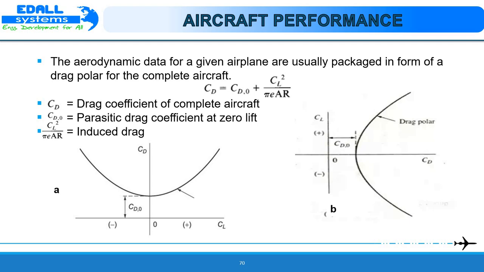In these images, we can notice that the negative values of CL pertain to negative lift, which occurs when the angle of attack of the aeroplane is less than 0. This situation is not encountered frequently in the analysis of aeroplane performance. Hence, only that portion of the drag polar associated with positive CL is usually shown.